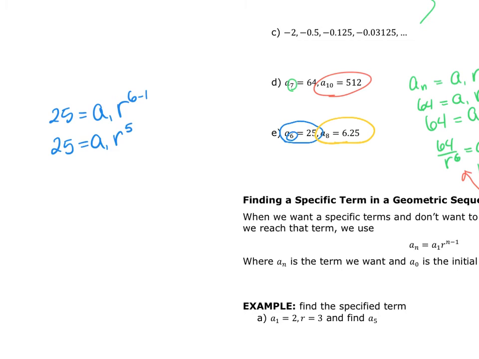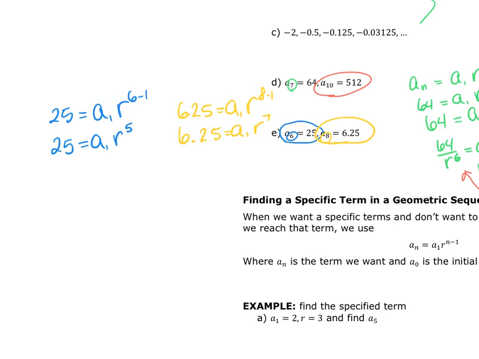My second equation here is going to come from here, and so I have 6.25 is equal to a sub 1 r. My index is 8, so it's 8 minus 1. So 6.25 is equal to a sub 1 r raised to the 7th.